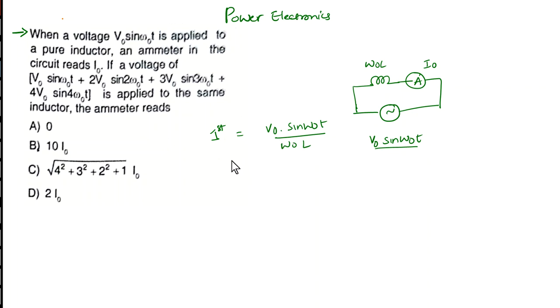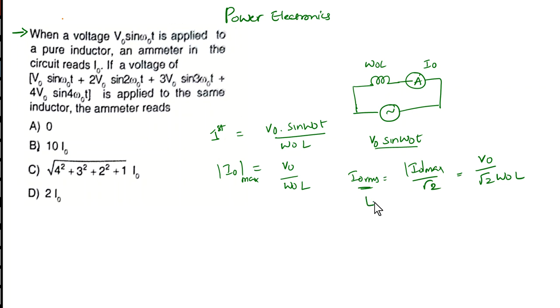Now if you want the magnitude, let me take the magnitude I naught, which is equal to V naught divided by omega naught into L. This is a maximum value, but I want an RMS value. So I naught RMS is equal to I max by root 2, so I naught max by root 2, which gives V naught divided by square root 2 omega naught L. This is the I naught RMS value, and in the given question, this is nothing but the I naught value.